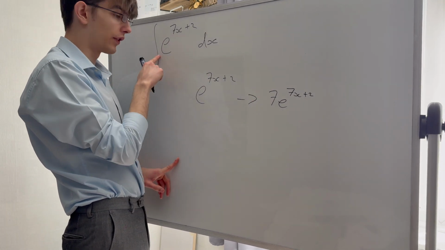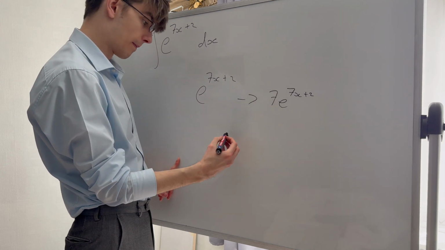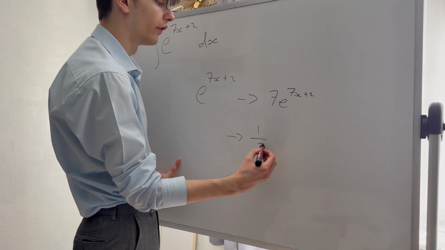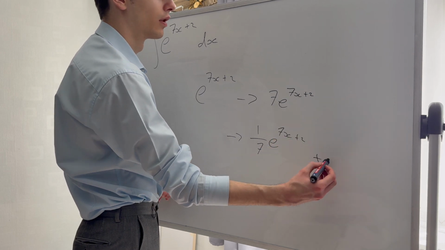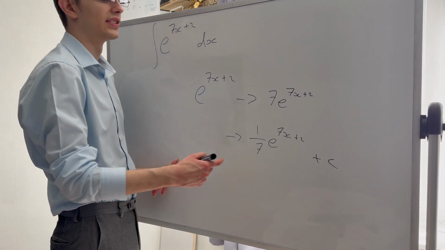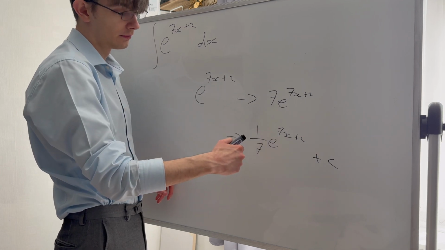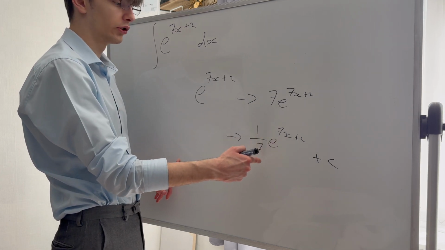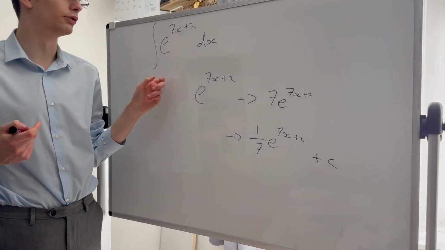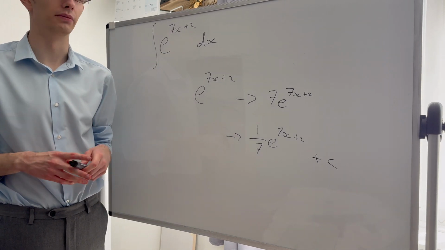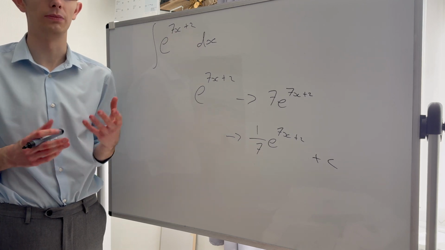I need to have nothing in front of it, so I need to start off with a 1 over 7, e to the 7x plus 2 plus c. Because then if I differentiate this, my 7 comes down, cancels with that 7, and it disappears, as I need here. Reverse chain rule is not great. I don't like it. I think it's a bit wishy-washy, but it does work.